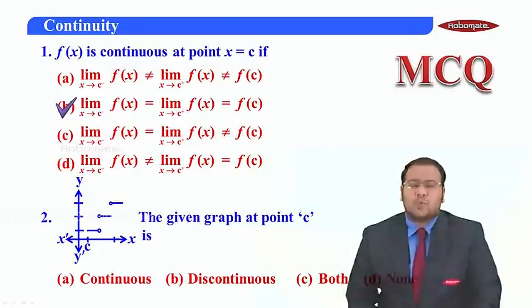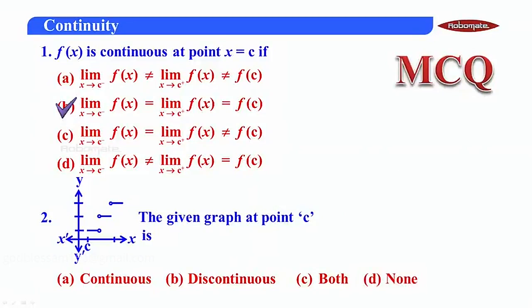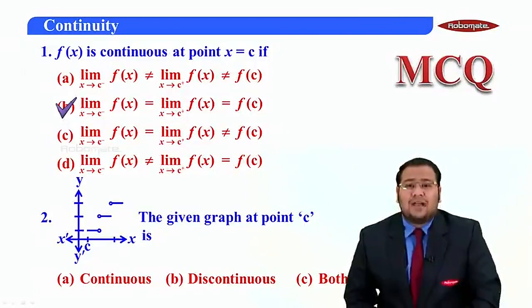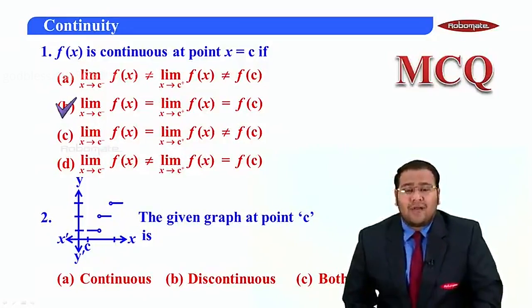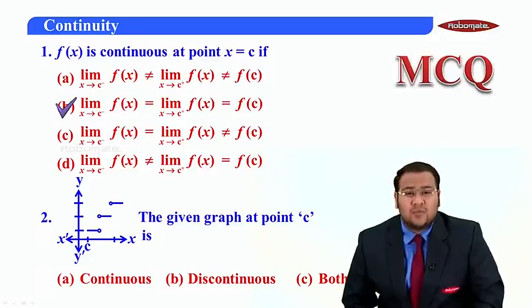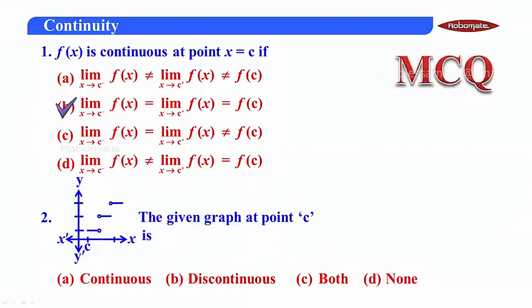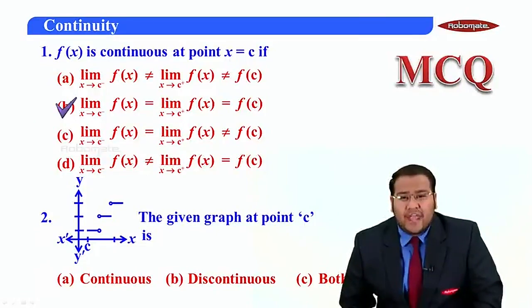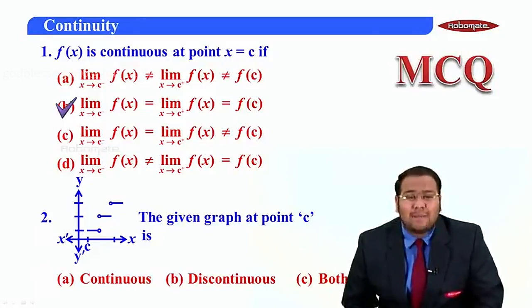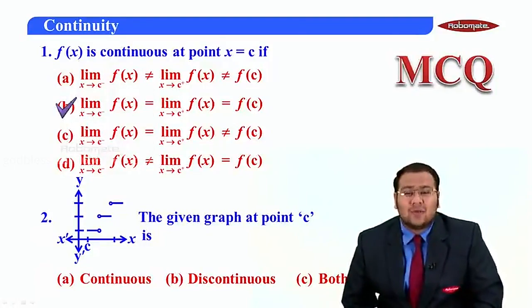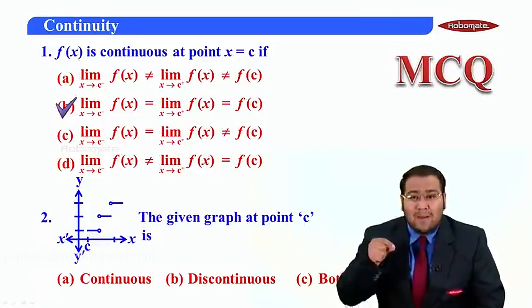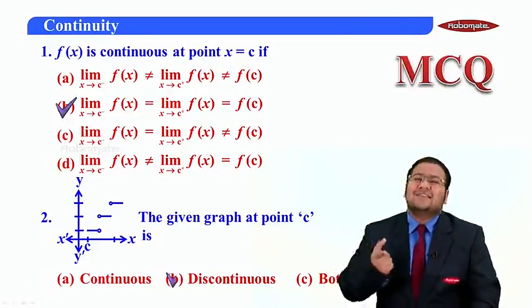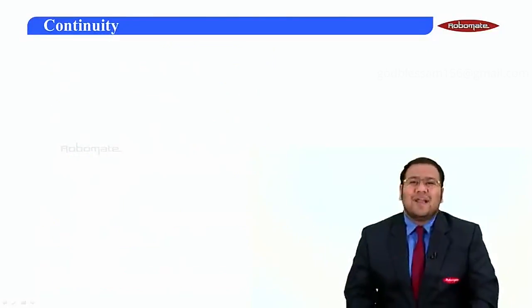Moving ahead, question number 2. If you observe this graph, it is being asked that the given graph at point c is what? Option A, continuous, B, discontinuous, C, both A and B, and D, none of the above. If you observe very carefully at point c, there is a gap between the two lines. That is, while drawing this, you have picked up your pen or pencil. So it is discontinuous.